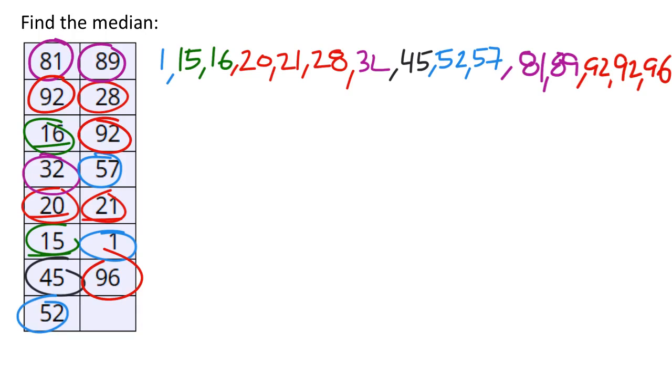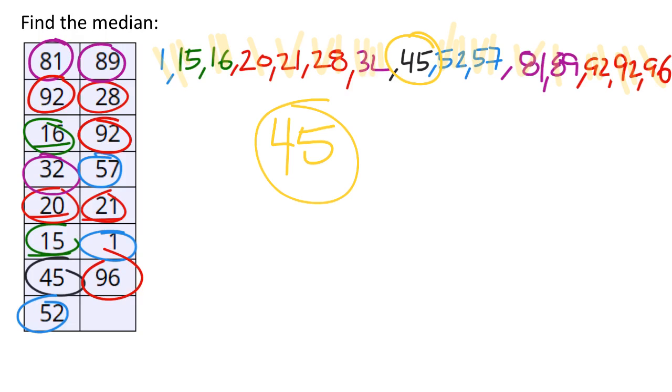All right, so next thing we need to do is to figure out the middle of these values, right? So we'll use yellow. I look particularly at both ends, okay? And I just cross them out until I get to where the middle is. So I crossed out the 1 and 92, 15 and 92, 16 and 89, 20 and 81, 21 and 81. Again, I'm just going down through the list. 28 and 57, 32 and 52, and my middle value ends up being 45. So that is the median, 45.